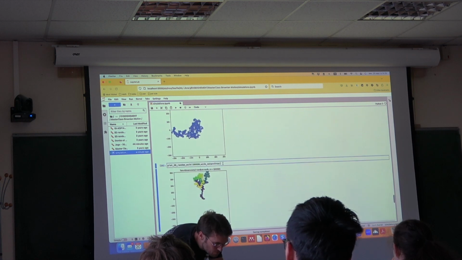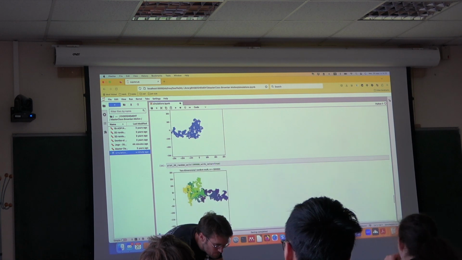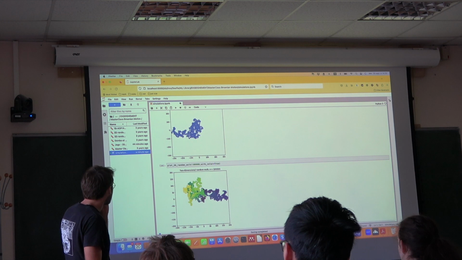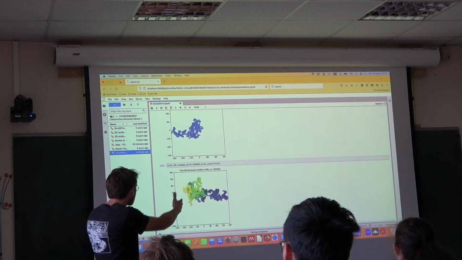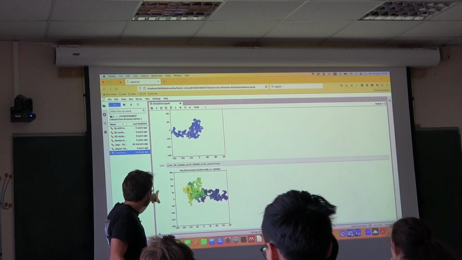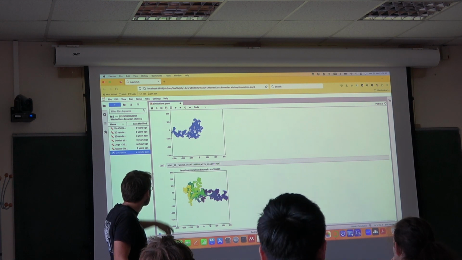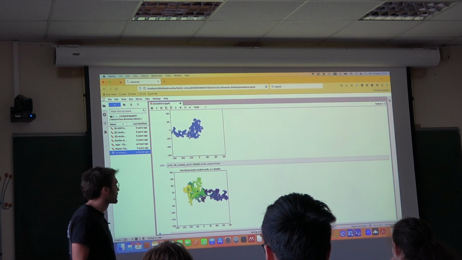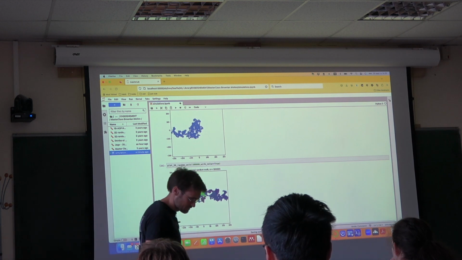Let's just do one other. So this is another realization. And here you can see that again the space scale is of the order of about 200, which is, yeah, a little bit less than the square root of 100,000.